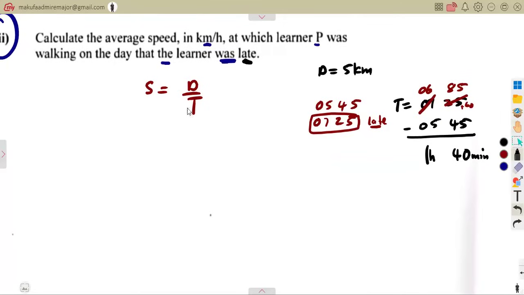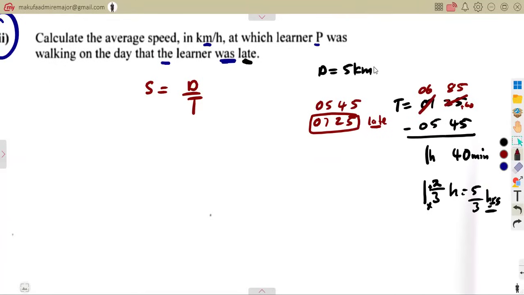But the time is supposed to be in hours. So how do you convert this to hours? 40 minutes to hours, you divide by 60. Remember, an hour has got 60 minutes. So that's 40 over 60, which simplifies by 20 to 2 over 3. So we have got 1 and 2 over 3 hours. As an improper fraction, you multiply by 3, then add 2, that's 5 over 3 hours. So you're talking about the time, 5 over 3 hours.